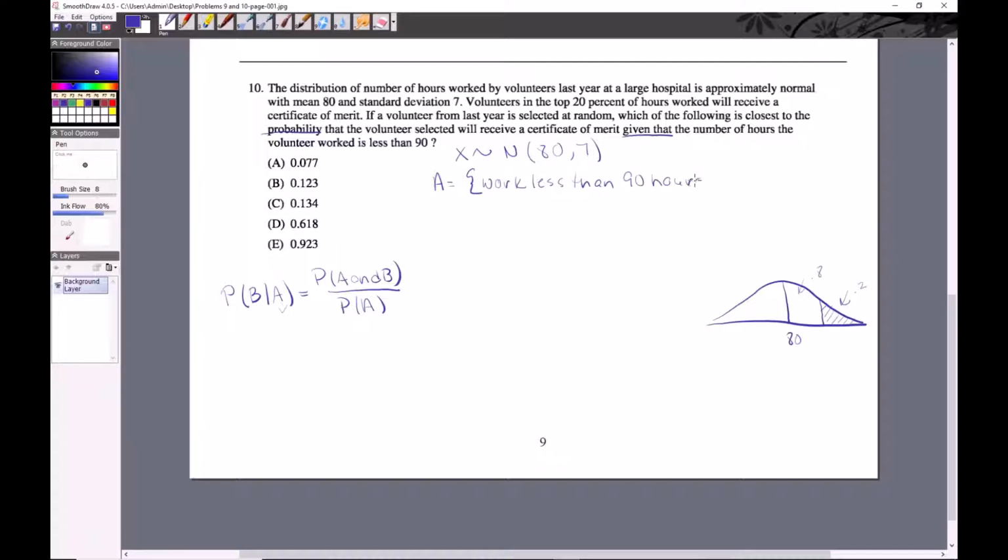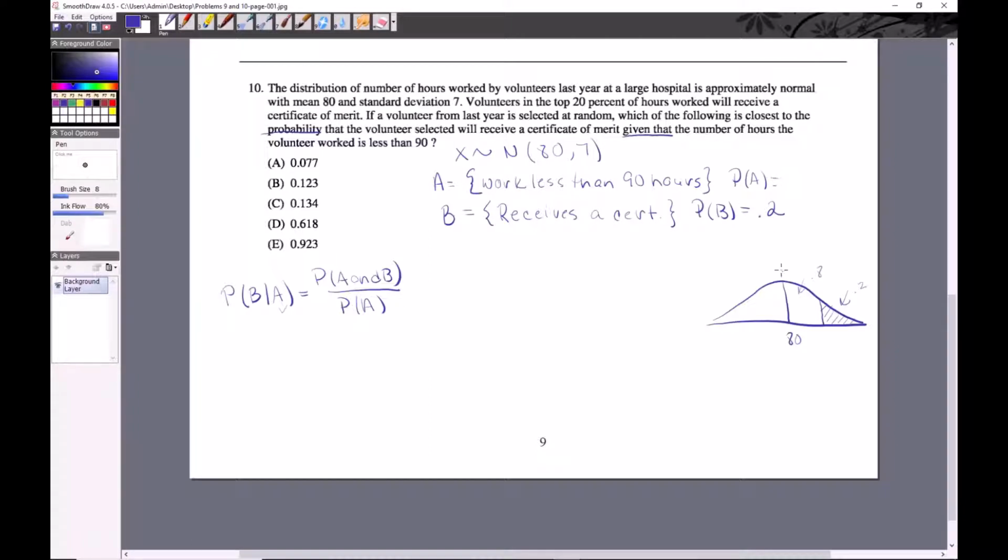And it's really important to define these things. It makes things a whole lot easier. So that's going to make event B the event that a volunteer receives a certificate. And I'll just abbreviate that. Well, we know that probability. The probability of B is going to be 0.2. I don't know that we'll need it, but we sure do know it. So we need to figure out the probability of A. Definitely we need that because it's in your denominator right there.